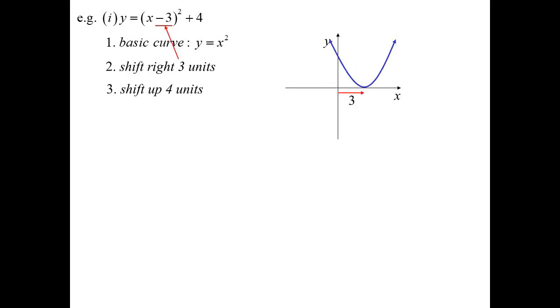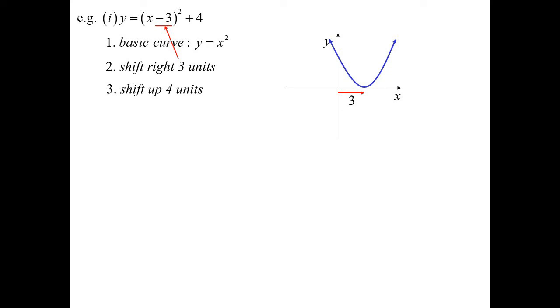We want to draw y equals (x minus 3) squared plus 4. So we had some quadratic, we've ended up completing the square, and we've got it in this form. Well, the first thing I notice is the basic curve would be y equals x squared. So I've drawn that in. Then what's happened to it? Well, I notice grouped with the x is negative 3. So I know we've shifted it right 3 units.